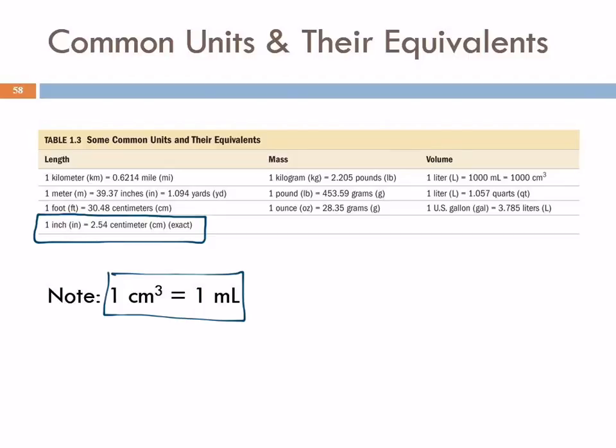Is that true for all liquids? So we say 1 centimeter cubed is equal to 1 milliliter? Well, 1 cubic centimeter is a unit of volume, and milliliter is a unit of volume. So the density is not the same, but the volume is the same.